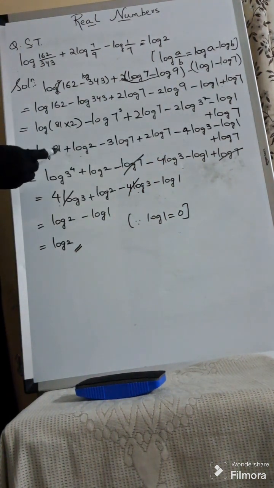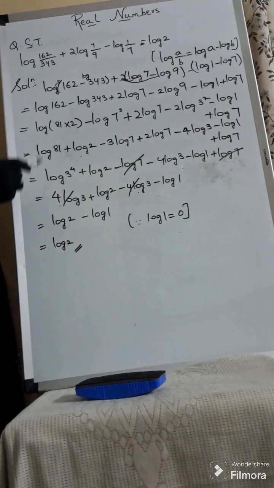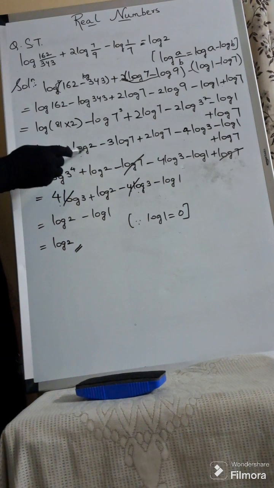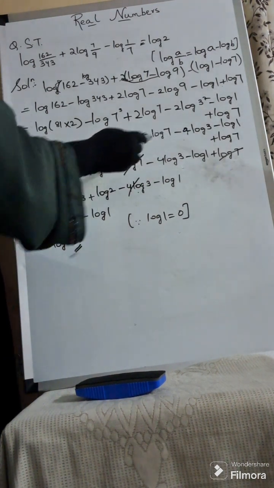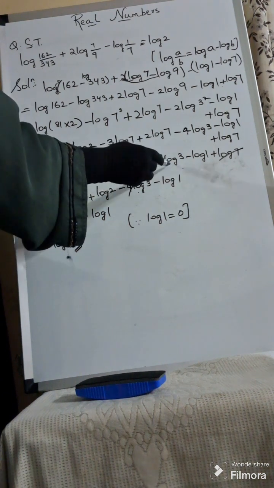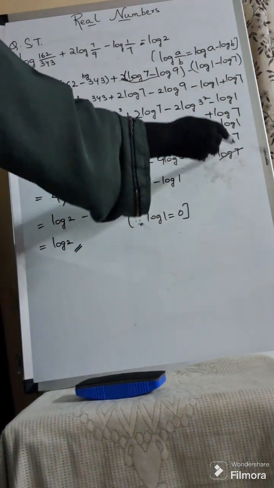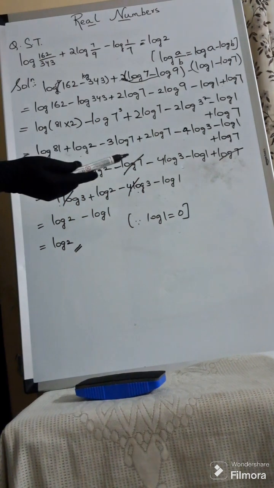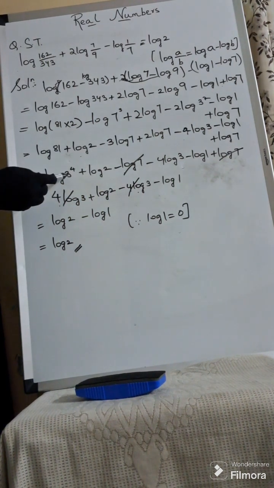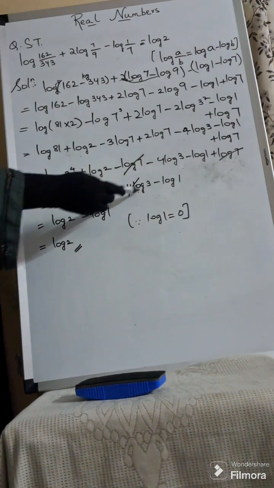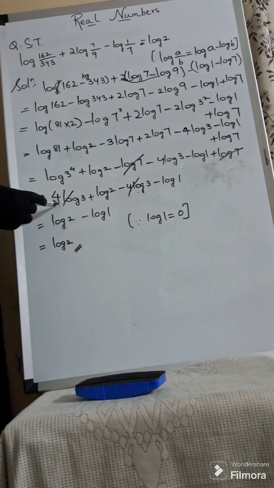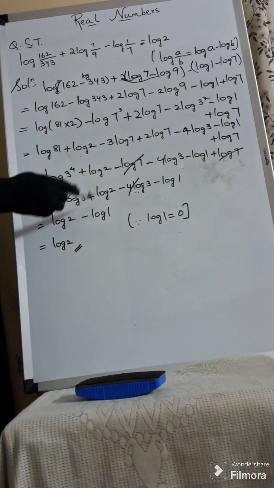Now 81 can be written as 3 power 4. 3 3's are 9, 9 3's are 27, 27 3's are 81. So log 3 power 4 plus log 2 minus, see, minus 3 log 7 plus 2 log 7 will be minus log 7, minus 4 log 3, minus log 1, plus log 7. This plus log 7 minus log 7 gets canceled. Now this is again in the form of log x power n. So this is 4 log 3 plus log 2 minus 4 log 3 minus log 1. Again 4 log 3 minus 4 log 3 gets canceled. We are left with only log 2 minus log 1.